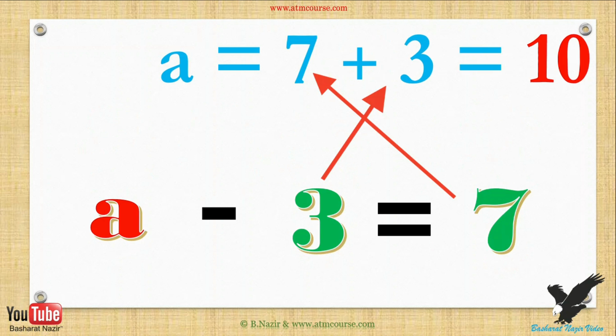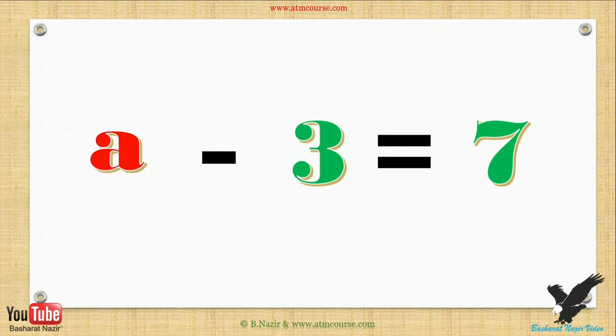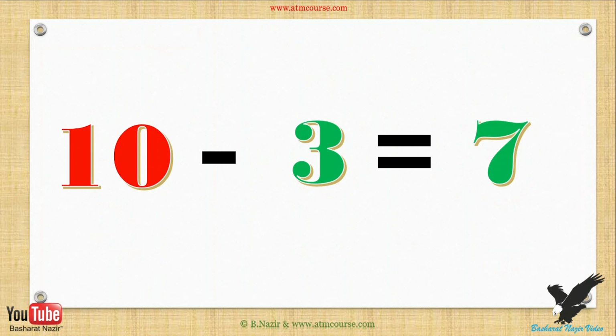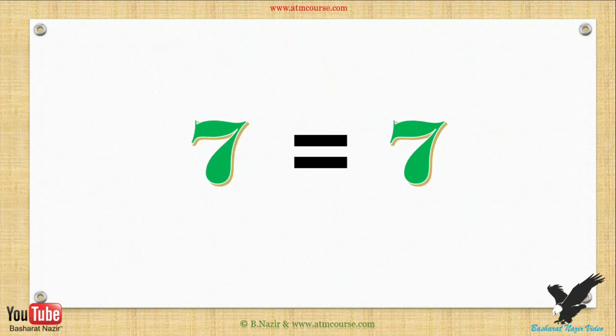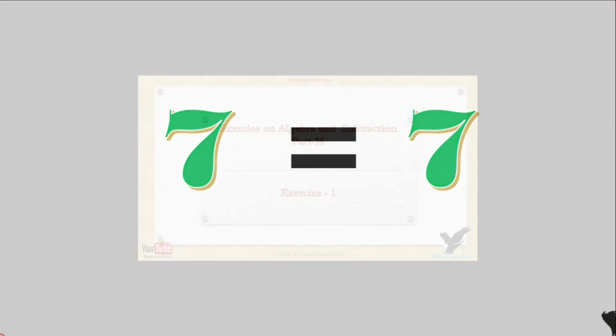You can check to see if this is the correct answer by replacing the letter by this value. We can see both sides of the equation give us 7. This means our answer was correct. So, let us get started with the exercise.